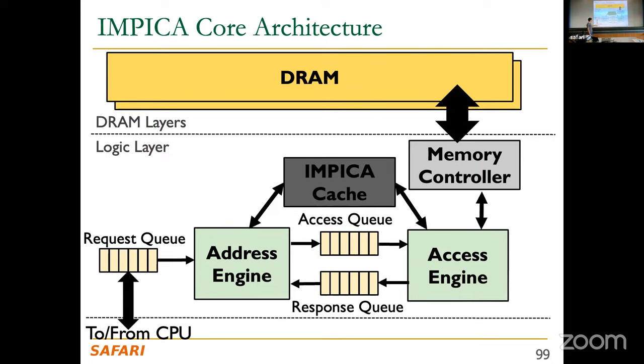So we receive the request from the CPU. There is a request queue. The address engine obtains addresses and sends requests to the access engine, as you can see, and those requests can be served in parallel through the memory controller. And when we get the results back, they go to the corresponding response queue, then to the address engine, and then from there, they can be sent to the CPU or anything else.